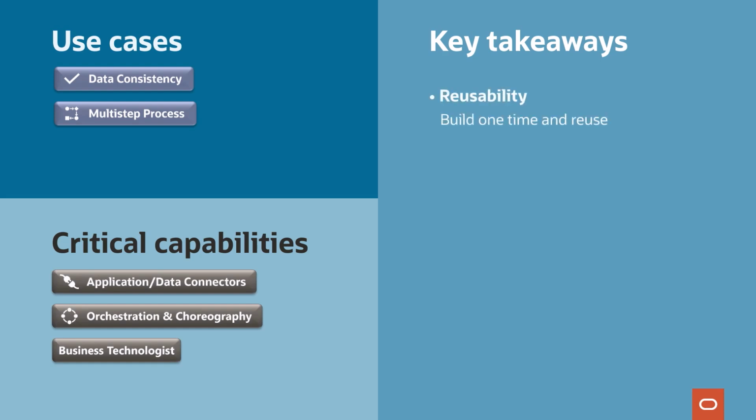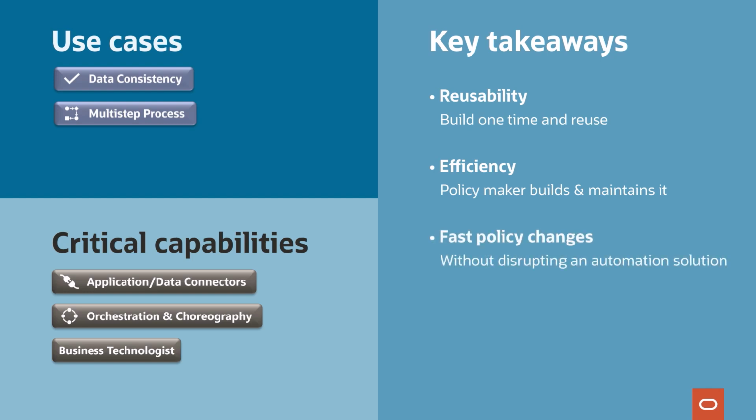First, decisions are reusable. After you build a decision, you can use it from within an integration, a process workflow, or any application. Second, decisions foster efficiency. The policymaker doesn't have to rely upon an integration specialist. They can build and maintain their own policies. And finally, businesses can change policies quickly without disrupting the rest of an automation solution. That's because you can change policy details independently from the components that use a decision.